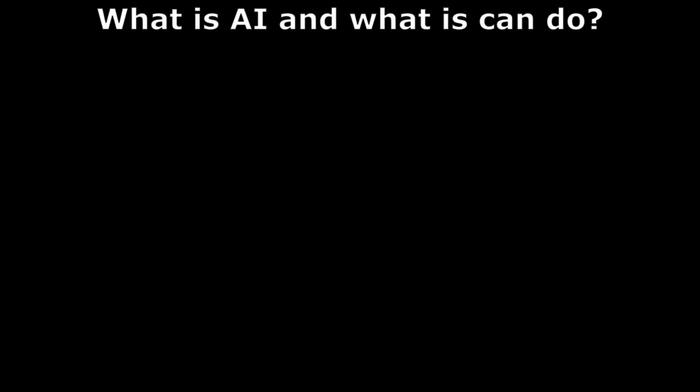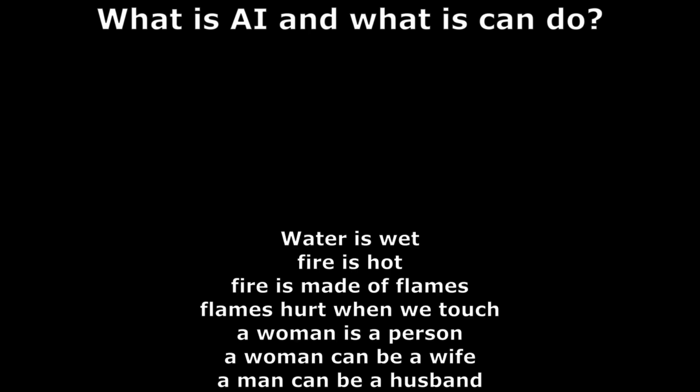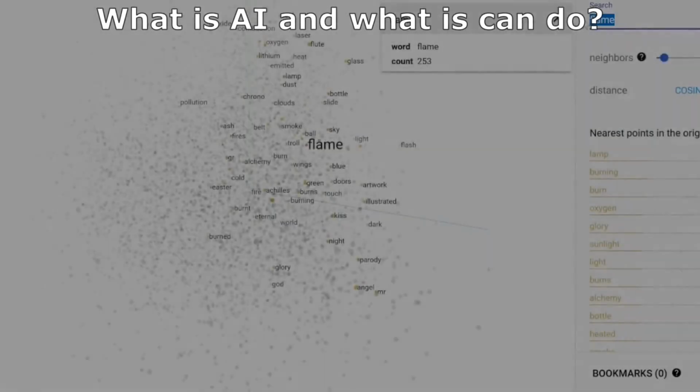For example, to train, we can tell water is wet, fire is hot, fire is made of flames, flames hurt when we touch. A woman is a person, a woman can be a wife, a man can be a husband, wife and husband are married, women can be pregnant.